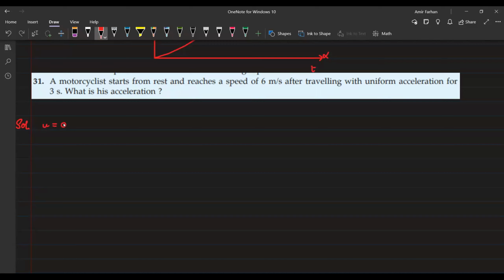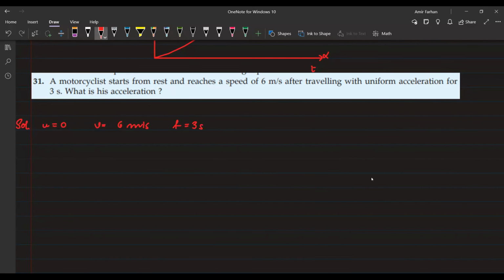The question is talking about rest, so the body also started from rest. After that it reaches a speed of 6 meter per second. It means the final velocity gained by the motorcyclist is 6 meter per second, right? So the final velocity would be 6 meter per second. Yes or no? Yes, sir. Next is the time: t equals 3 seconds.